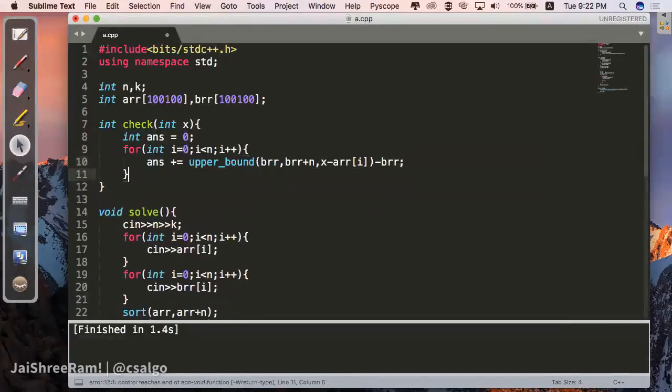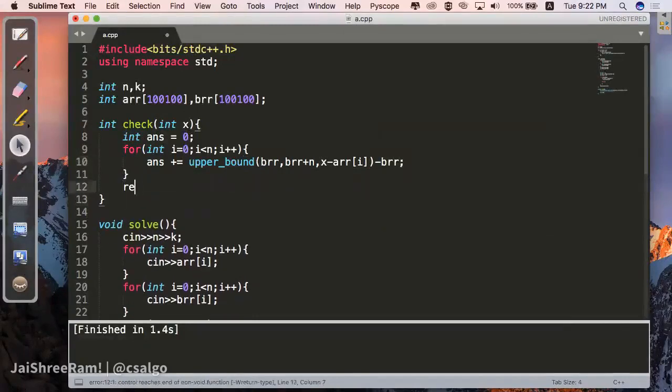Okay, and then we return the answer. This answer should be less than k. Now note that in the original problem you will have to change these things; you can keep this boolean, you can keep this integer, anything will work.